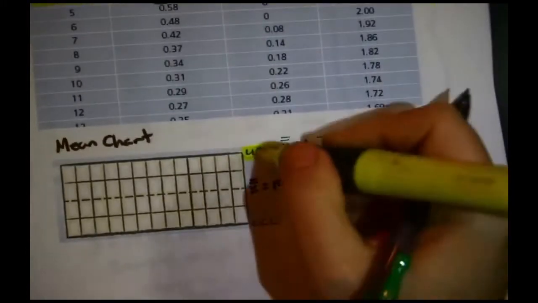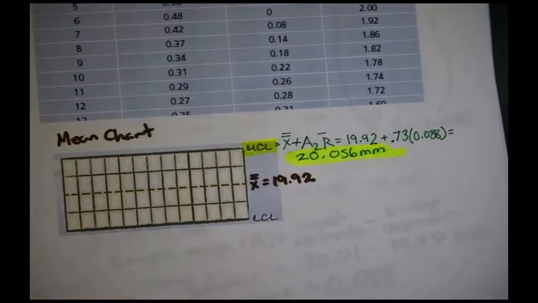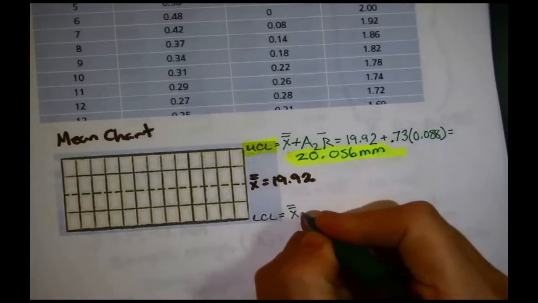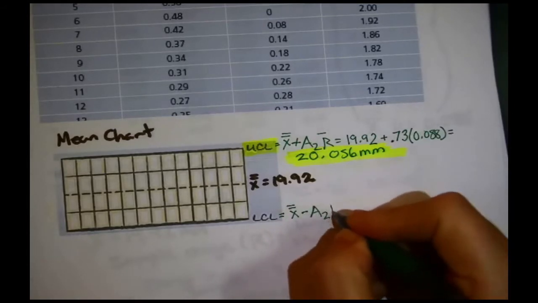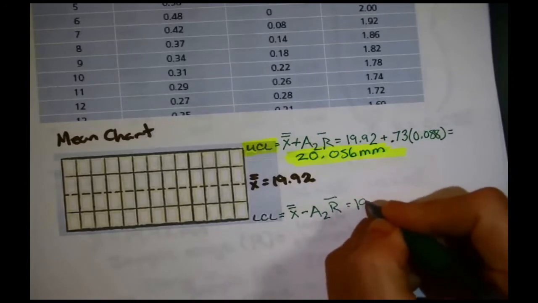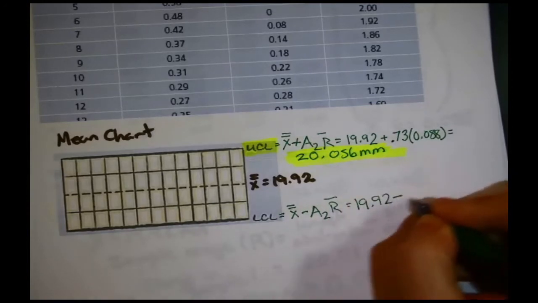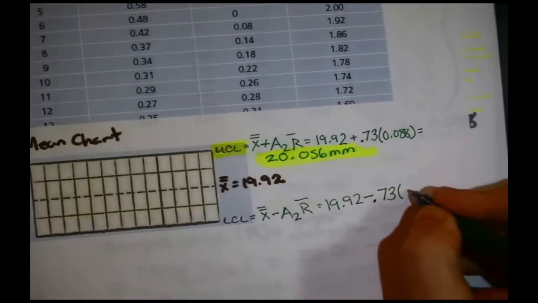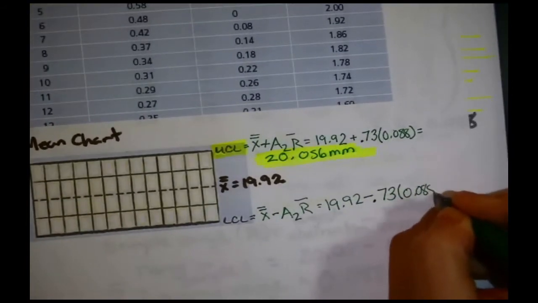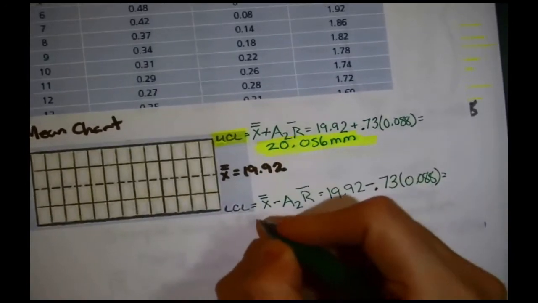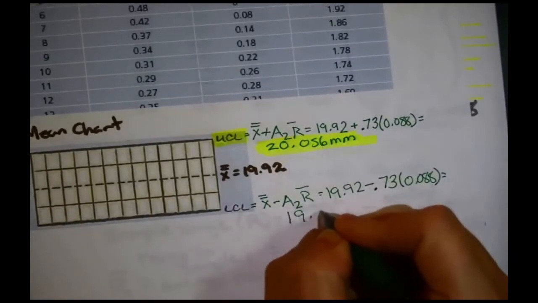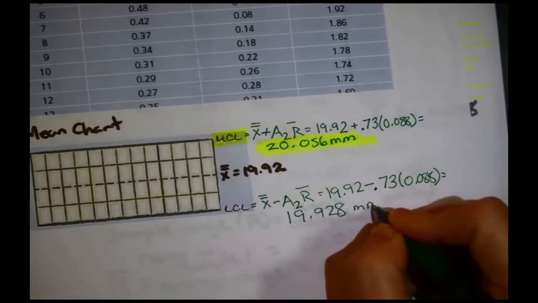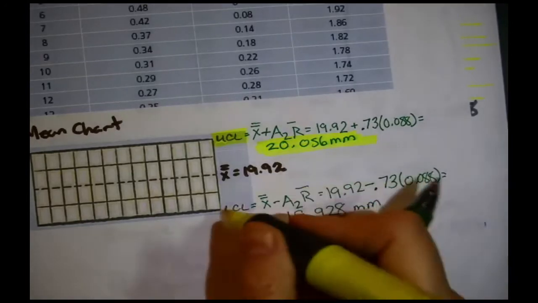And then where is the lower control limit? Very similar scratch work, except subtract. So 19.92 minus our A2 factor times 0.088 equals 19.928 millimeters. That's where you should set the lower control limit.